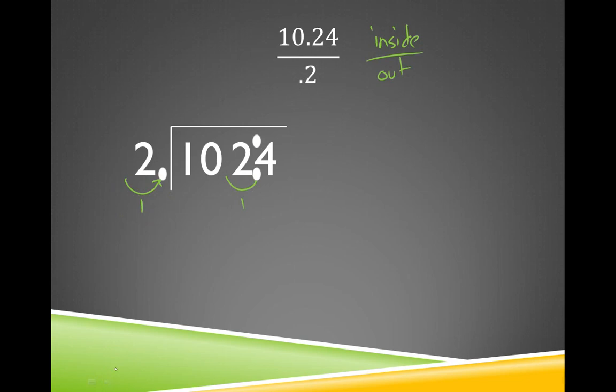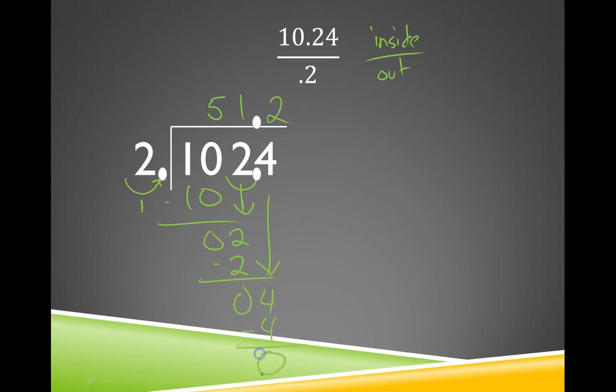So we just want to raise that decimal up. And then from here, we just divide. So 2 can go into 10 5 times. That's 10. That gives me a 0. Drop the 2. 2 can go into 2 once. That gives me 2. That's 0. Drop the 4. 2 can only go into 4 twice. That's 4. 0. And I am done. Alright? So we get 51 and 2/10. 51 and 2/10 as my answer.